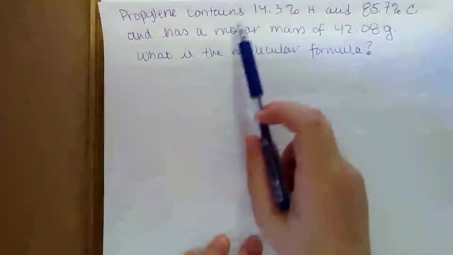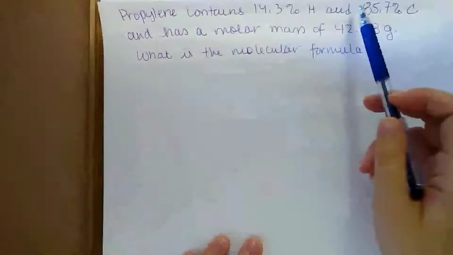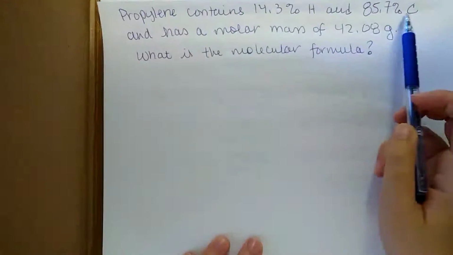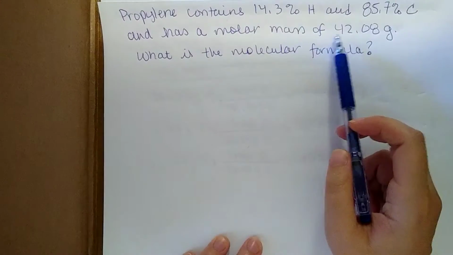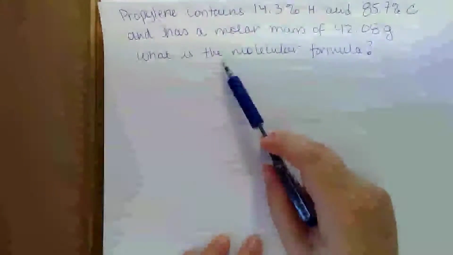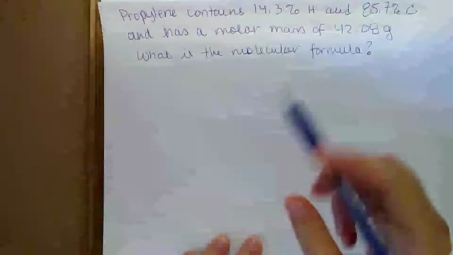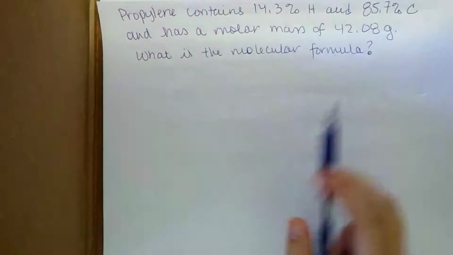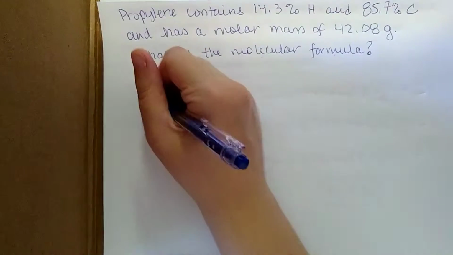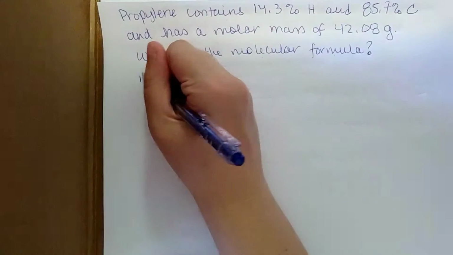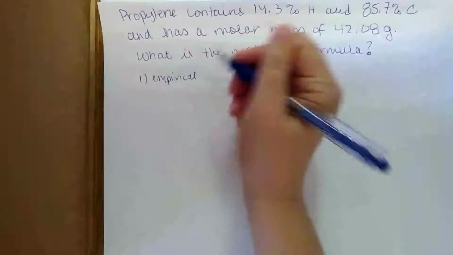So propylene contains 14.3% hydrogen and 85.7% carbon, and we know it has a molar mass of 42.08 grams. So we want to know its molecular formula. We need a couple pieces of information here in order to do this. First of all, we need to know its empirical formula. So that's what we're going to figure out first.